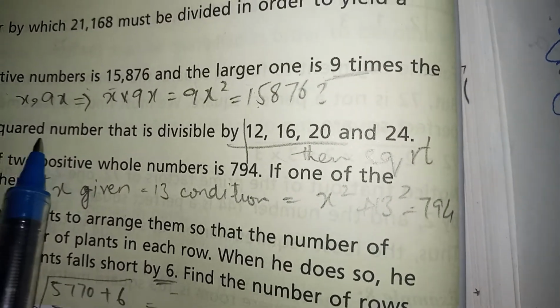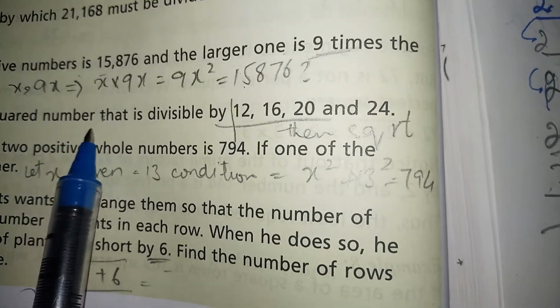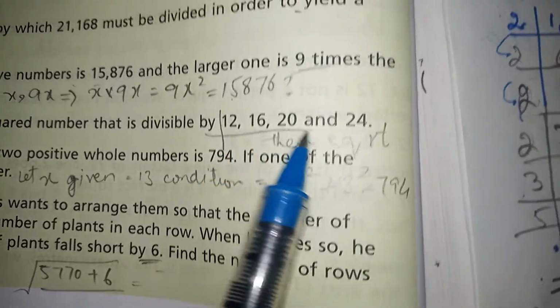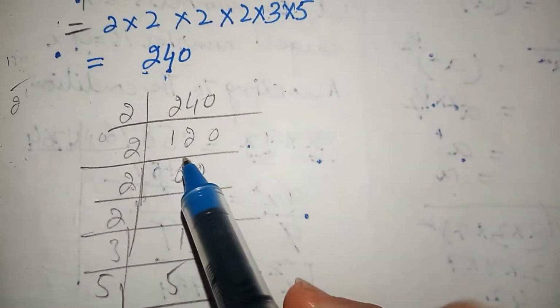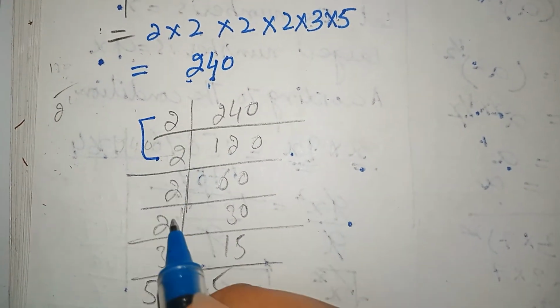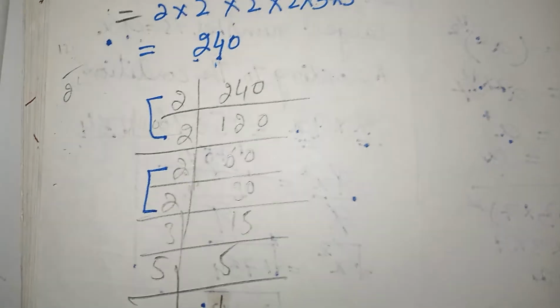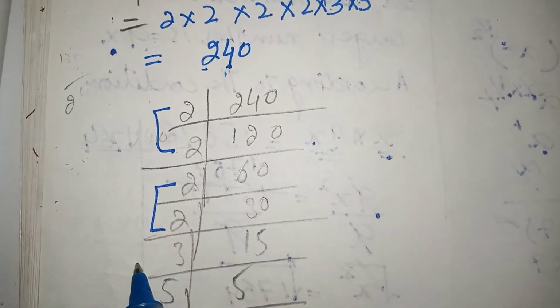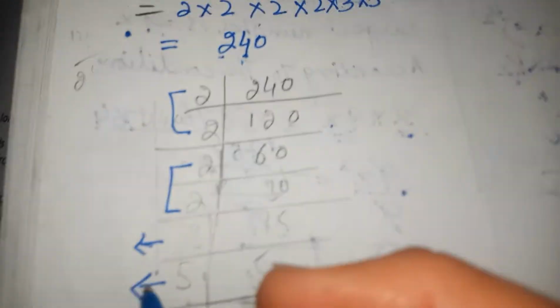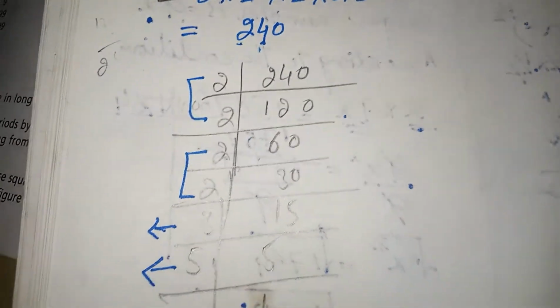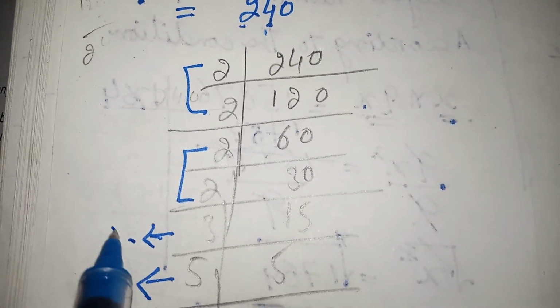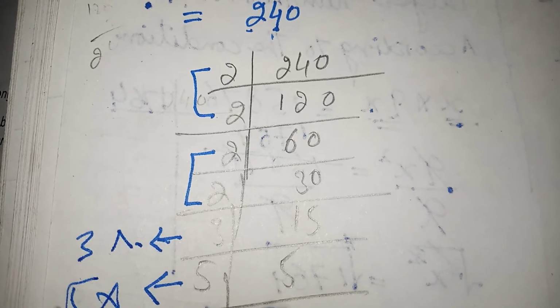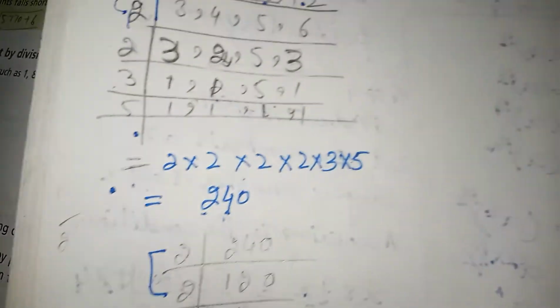Find the lowest perfect square number that is divisible by this. You can see that these two numbers are a pair, these two numbers are also a pair. This is a single number, this is also a single number. So in order to make this whole number a perfect square number, we will multiply it by 3 and 5 to make it a perfect square number.